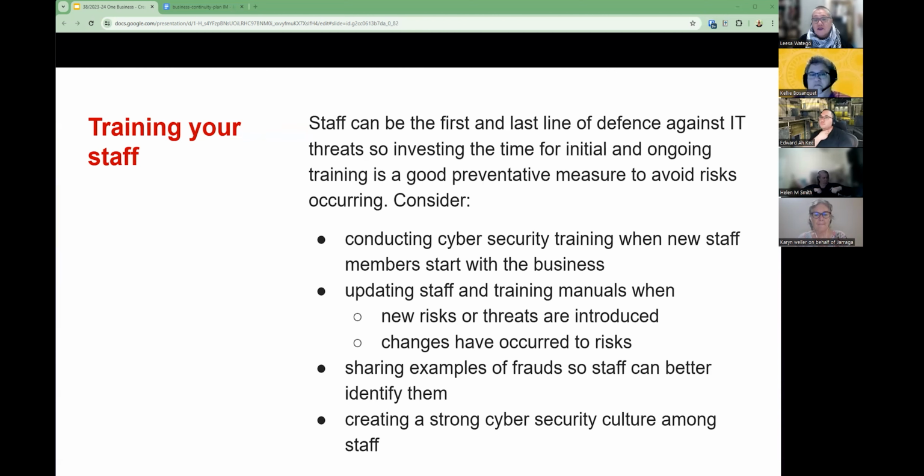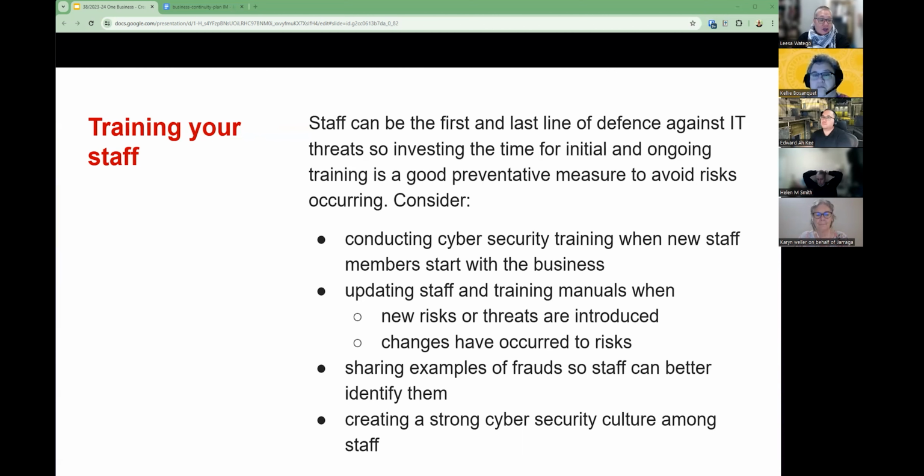So updating staff and training manuals, we have to do that at some point in the future. It's on our list of things to do. So always being aware of any new risks, when new risks or threats are introduced, any changes that have occurred to risk, and sharing examples of fraud so that staff can better identify them.